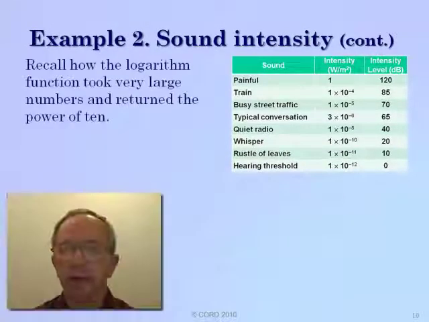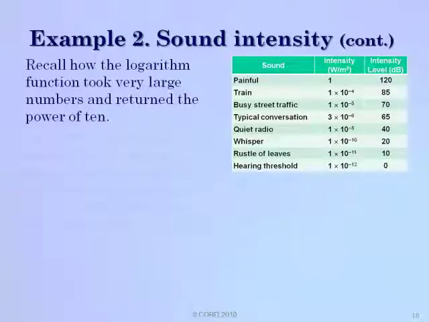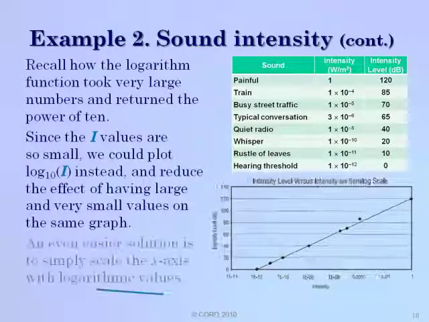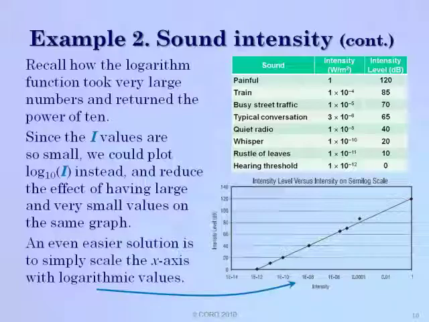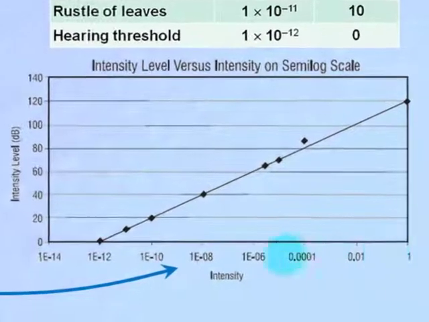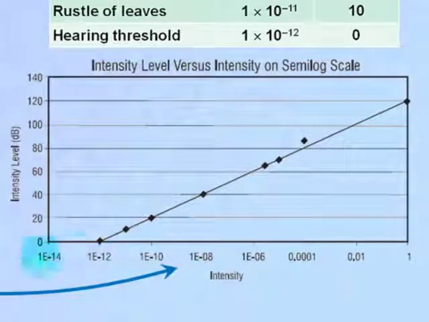The solution is to recall how the logarithmic function took very large numbers and returned the power of 10. Since the I values are so small, we could plot the log base 10 of I instead and reduce the effect of the large and very small values on the same graph. So here we have an even easier solution. Instead of taking the log, we'll just use the powers of 10 on the axis. Instead of 1, 2, 3, 4, 5, we'll use the powers of 10.